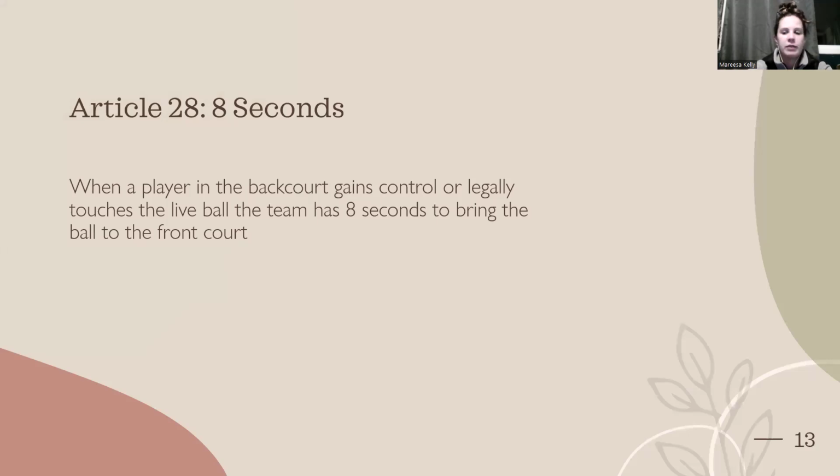8-second backcourt count. High school, I believe we will be going back to 30 and 10, not 24 and 8, but for the purpose of FIBA rules, we will go 24 and 8 in all of these conversations. 8-second is your backcourt count. Once you've legally touched and or gained control of the ball in the backcourt, you now have 8 seconds to get it to the front court. If you do not get it to the front court within that 8-second count, that is a violation.